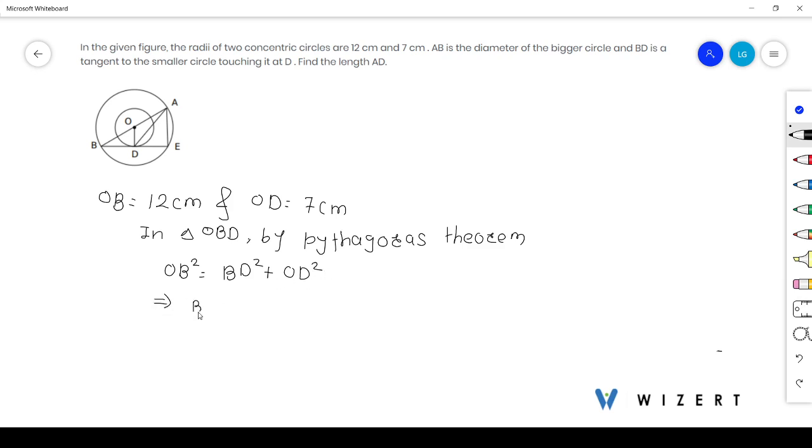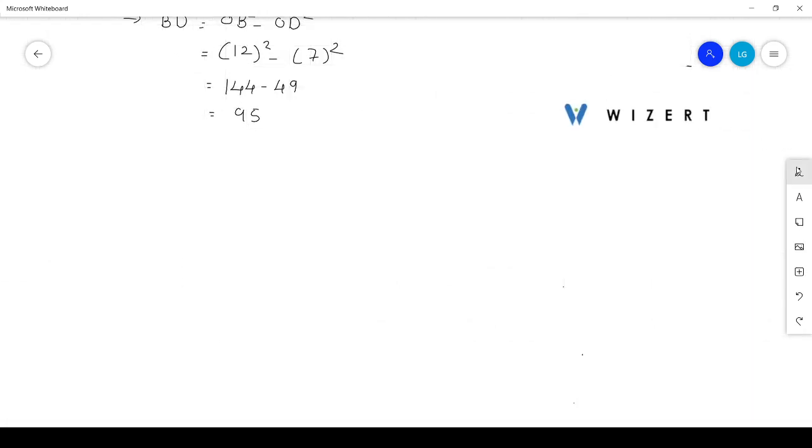So from this we can find BD square as OB square minus OD square. So it is 12 square minus 7 square, which is 144 minus 49, which is 95. Now, taking square root on both the sides, BD will be square root of 95.